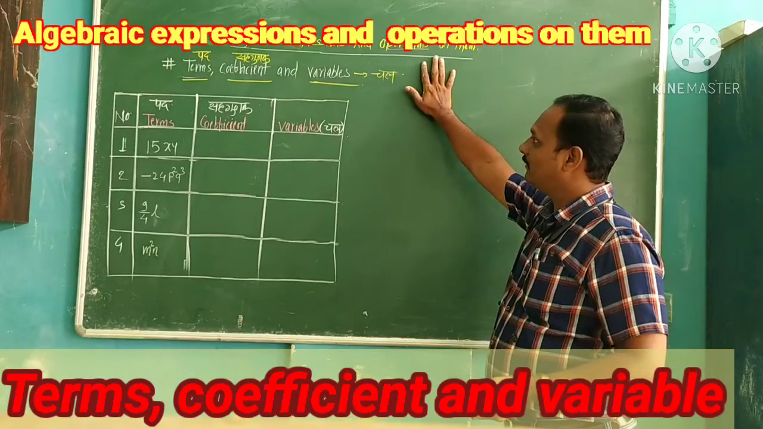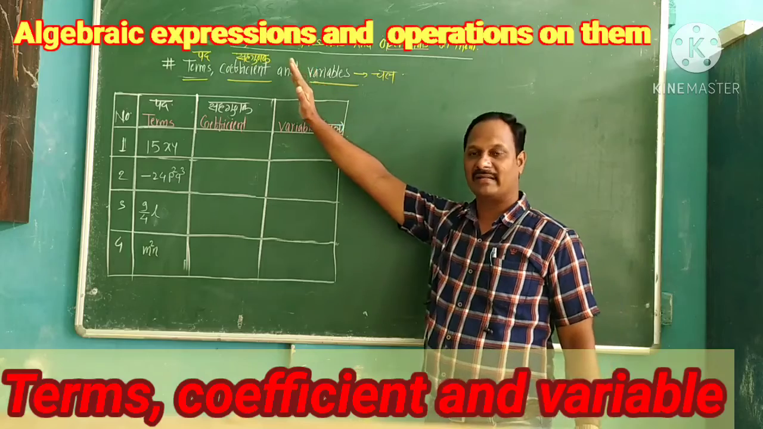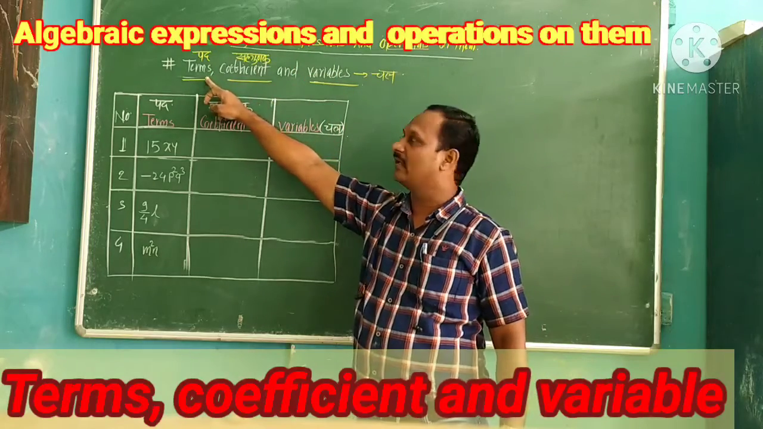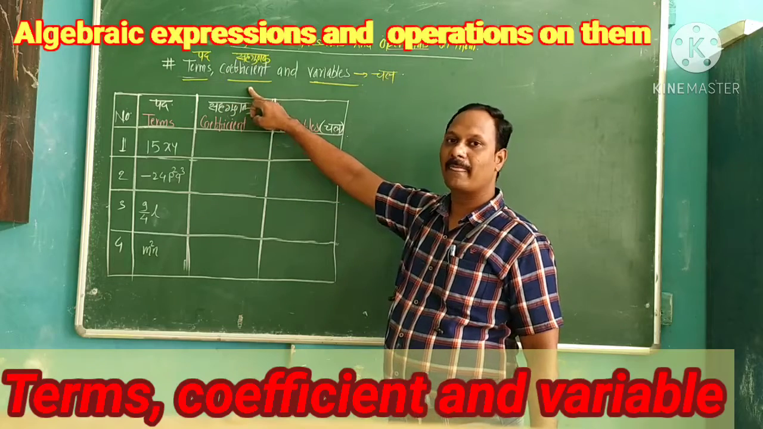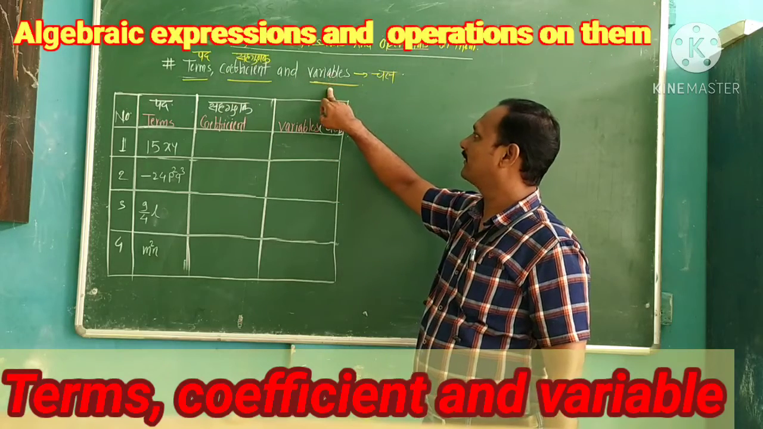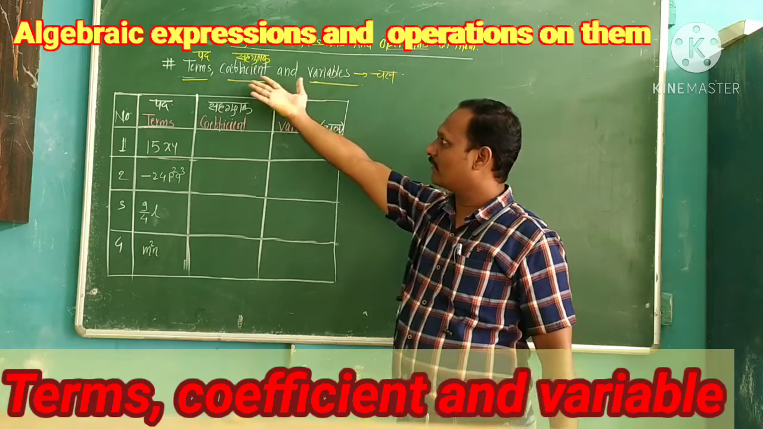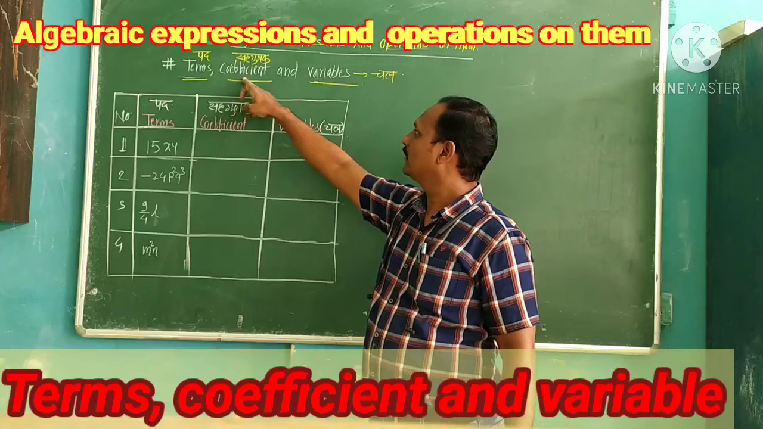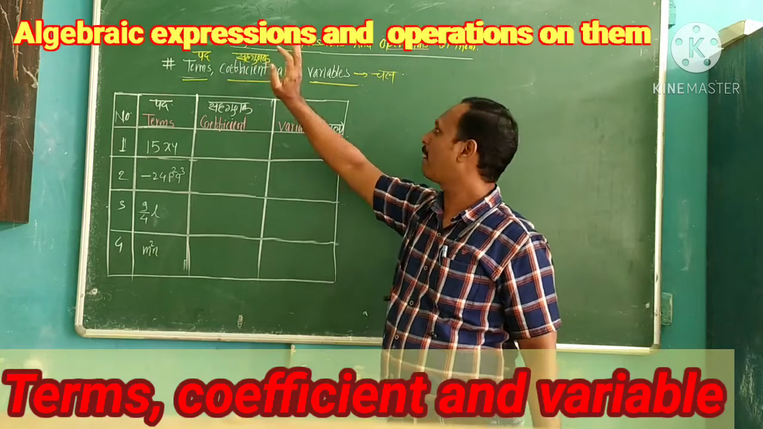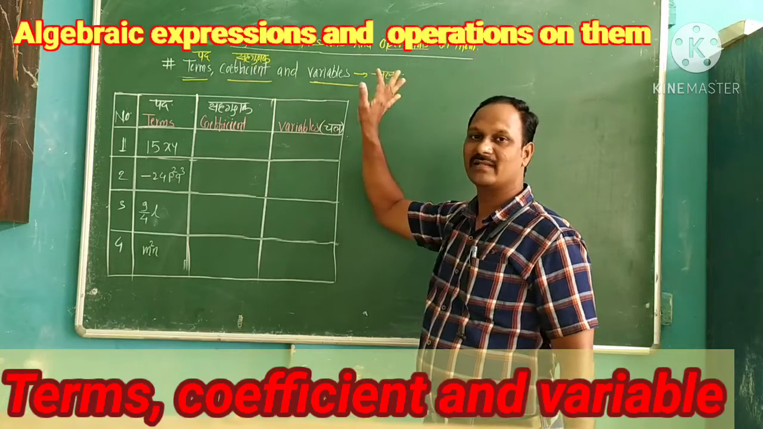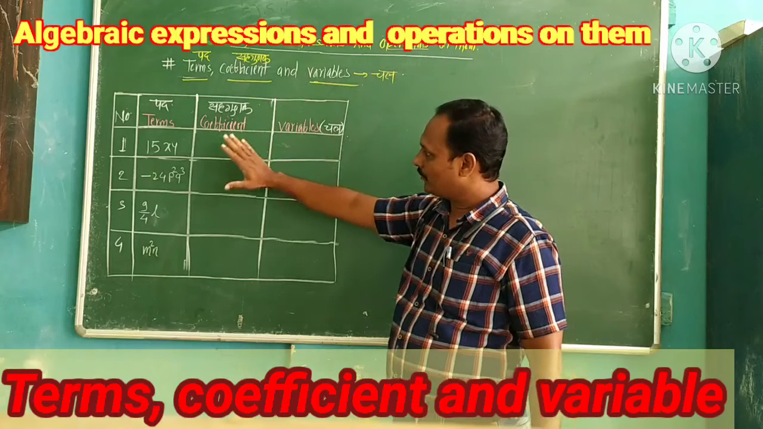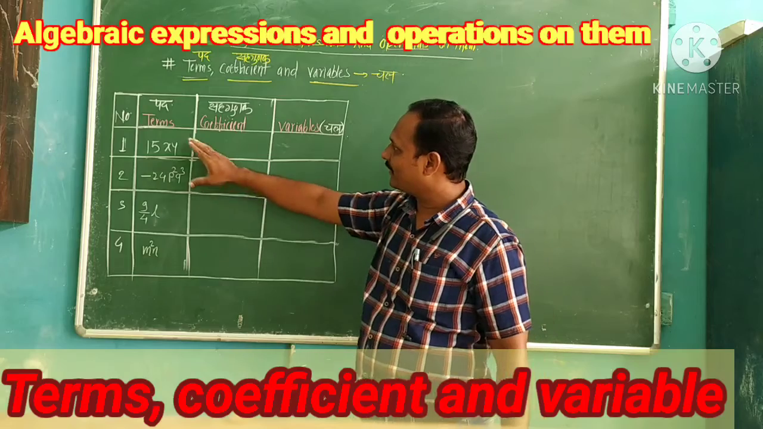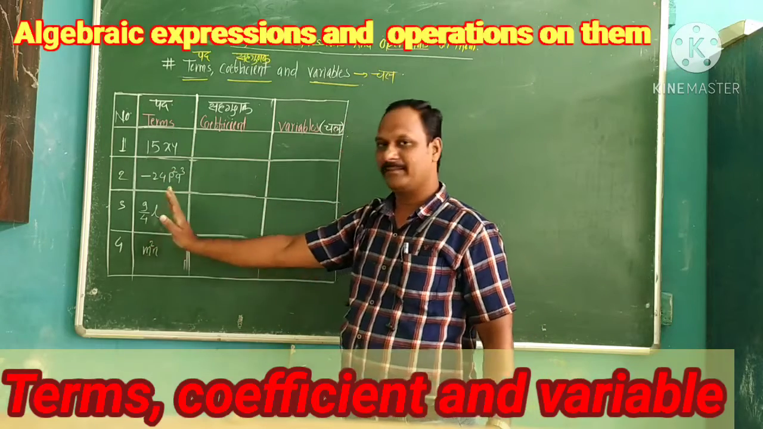In this lesson, the first part is terms, second is coefficient, third is variables. In Marathi, terms is called pad, coefficient is called saguna, and variables is called char. Now you are given one chart. In this chart, terms are given.